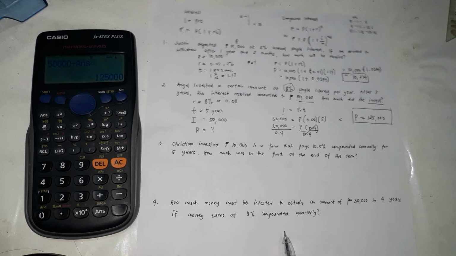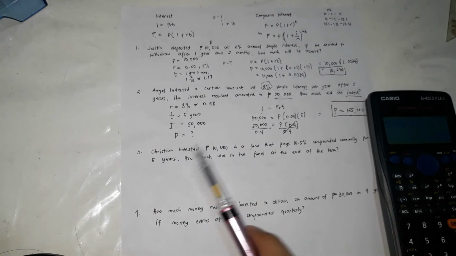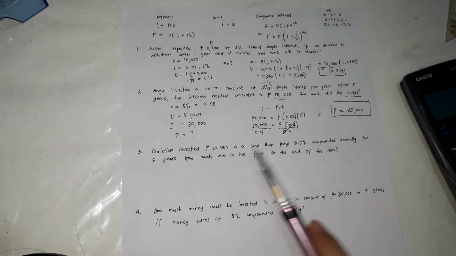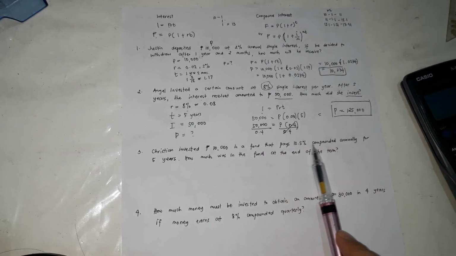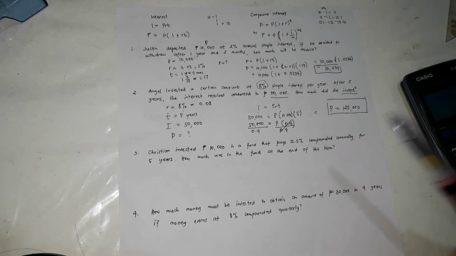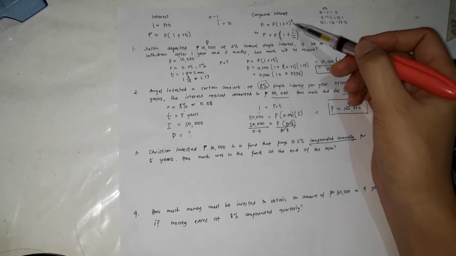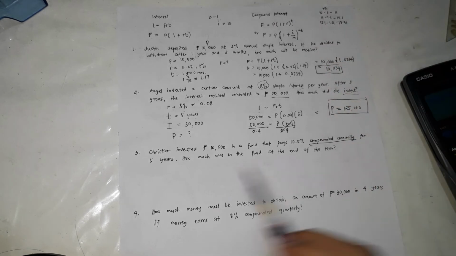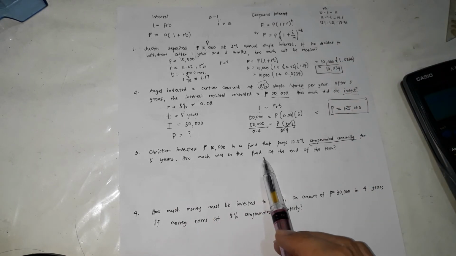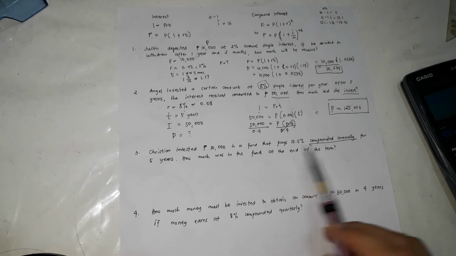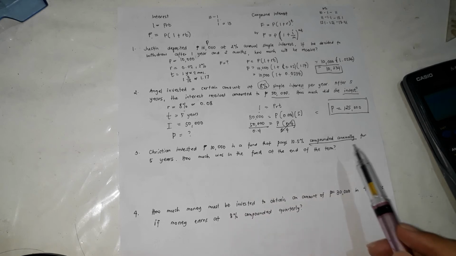This one, we'll proceed with number 3. Number 3, Christian invested 10,000 pesos in a fund that pays 10.5% compounded annually. So this is compounded annually. Kasi compounded annually siya, we could use the first formula. For 5 years, how much was in the fund at the end of the term?